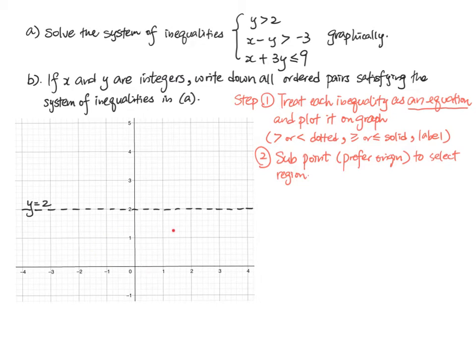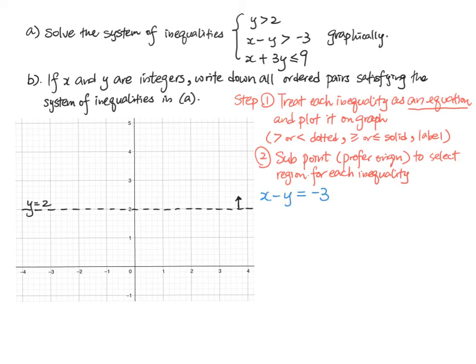And the other side will be the opposite, which we don't want. In this case, y greater than 2 is just this half of the universe. So we want this part. And so I put a little arrow to indicate the region that we wanted. So now we're done with the first one. Then let's move on to this one, a little more complicated.